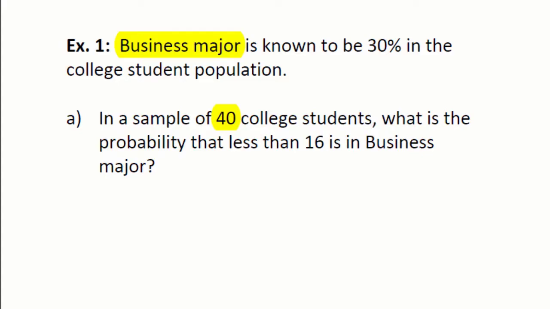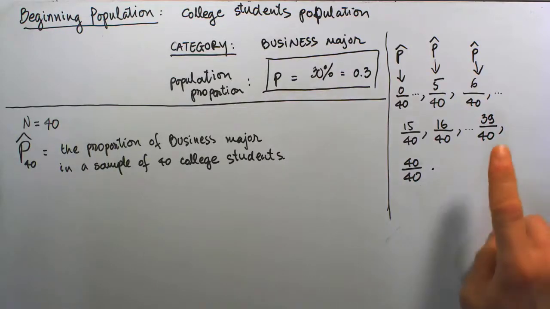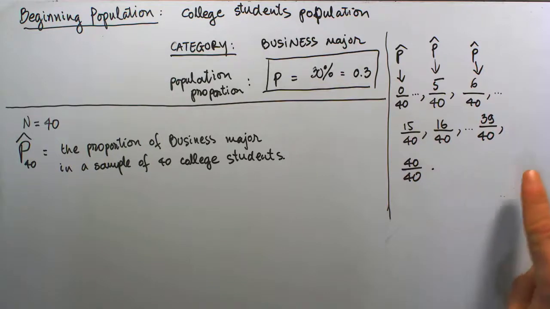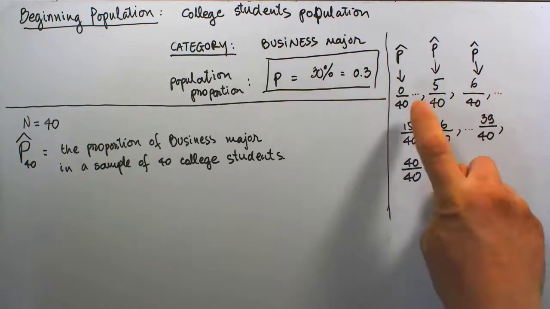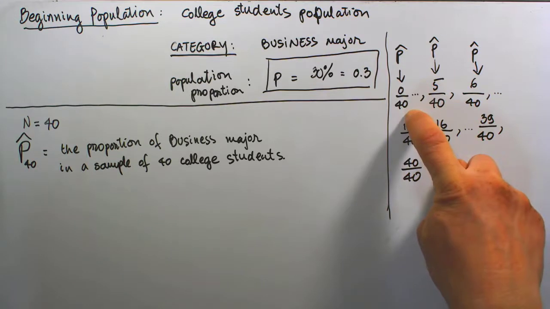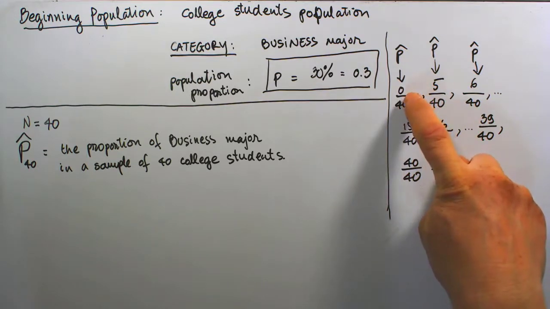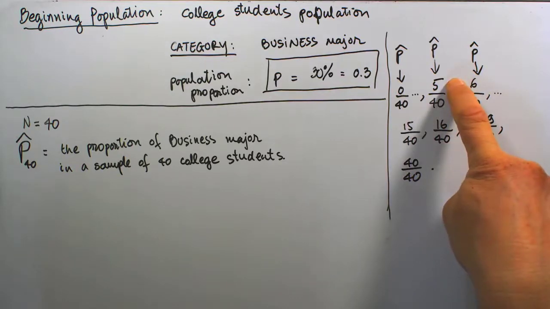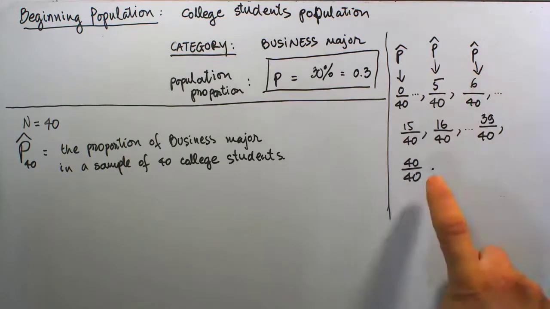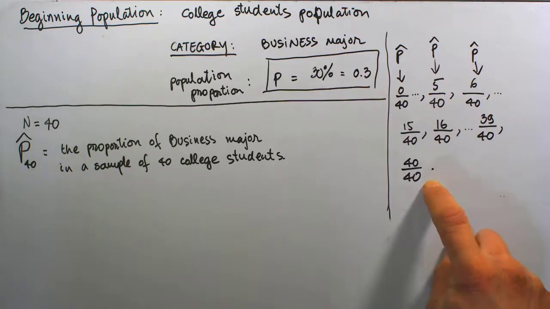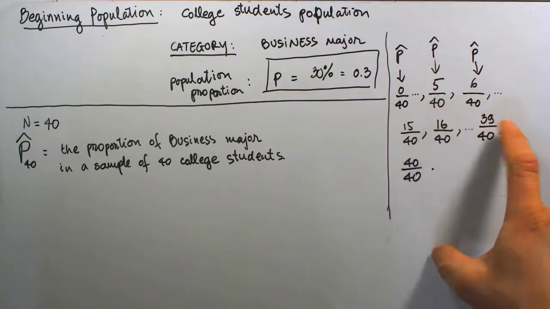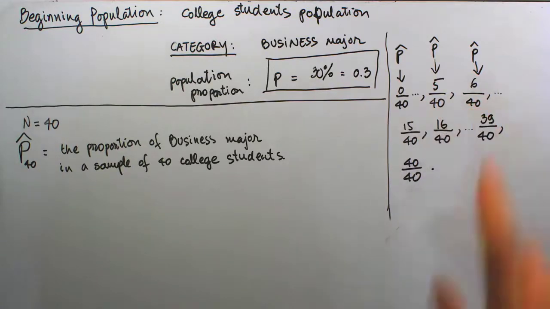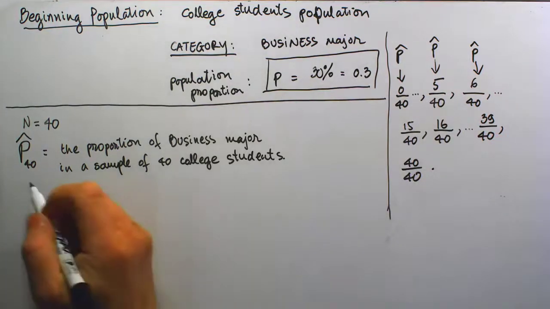So now on my writing board, after I have listed all of these possible counts that can happen. Some sample, as I described earlier, may run into 0 count for business major. Some other sample may run into 5 college students being in a business major. Some extremely lucky sample may run into 40 out of 40. So these are the counts of business major in any particular sample of 40 college students. And this is the reason why we formulate the problem as following.